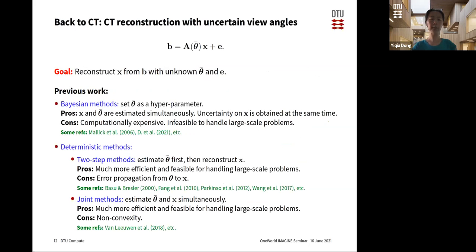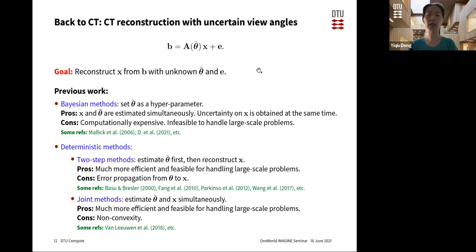Okay, now we're back to the CT problem. Then I will introduce the method more specifically, in more detail. CT reconstruction with uncertain view angle, we can formulate the problem like this. Here, theta is the view angle. The goal is to reconstruct X from the sinogram with unknown true view angle and measurement noise.